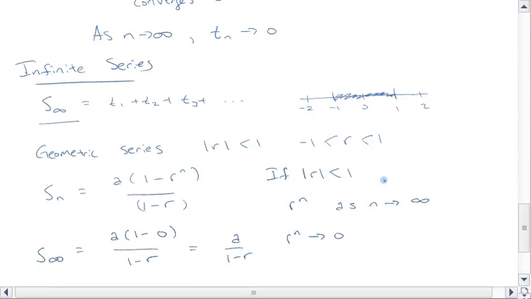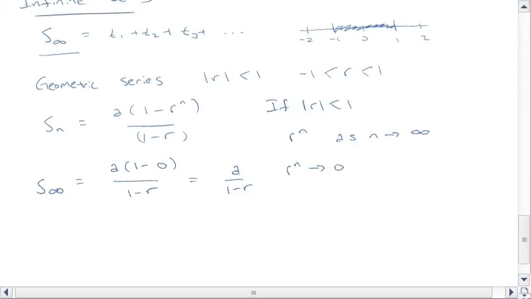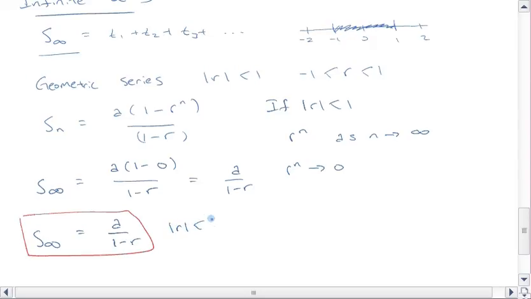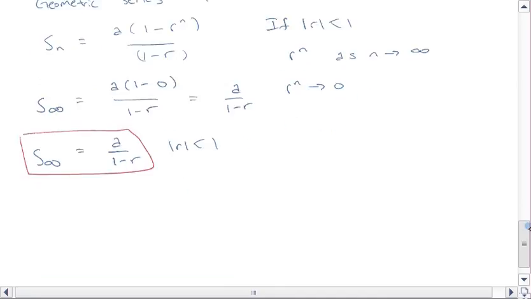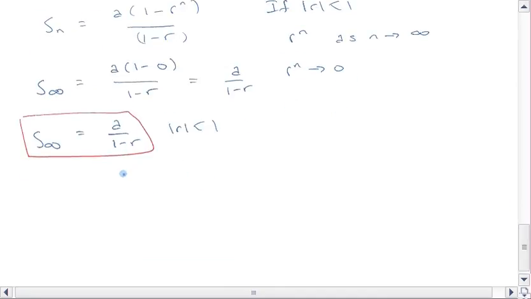This is a really neat little trick, and an important equation, so I'm going to write it again: S infinity is equal to A divided by 1 minus r. This is for r less than 1. If we have r less than 1, we can take a geometric series, add up an infinite number of terms, and get just a really regular number.